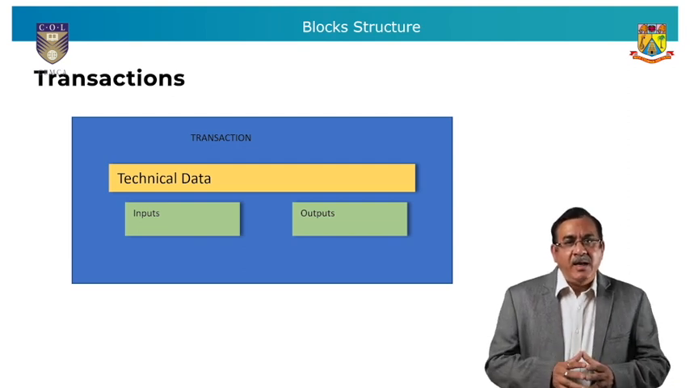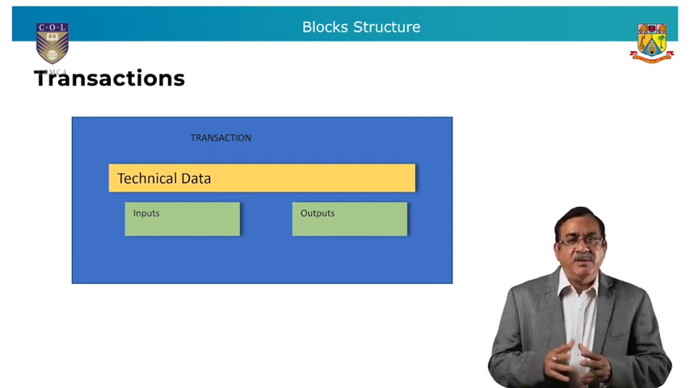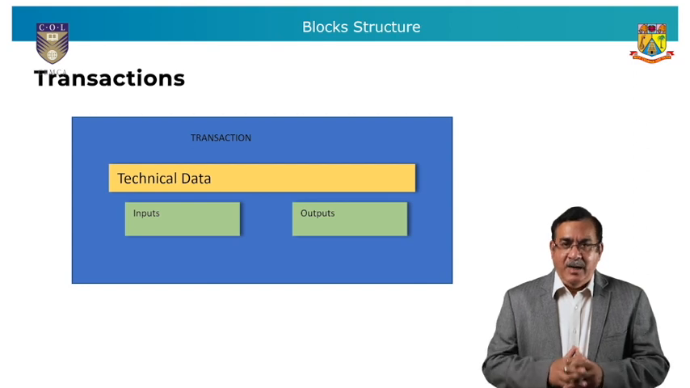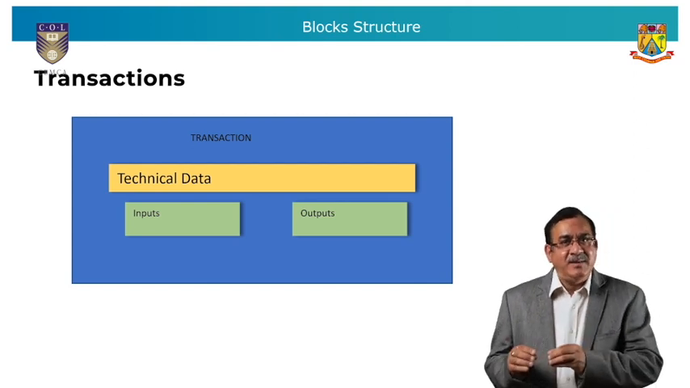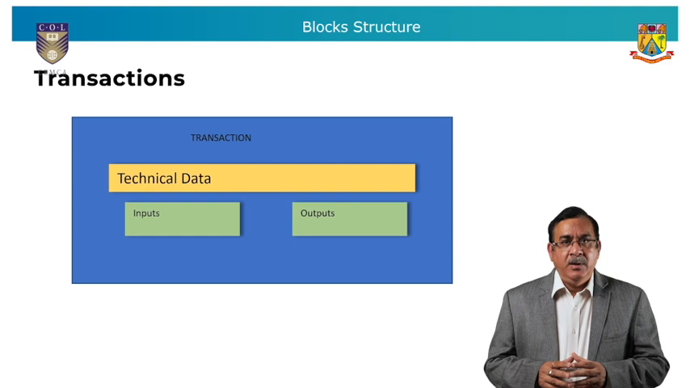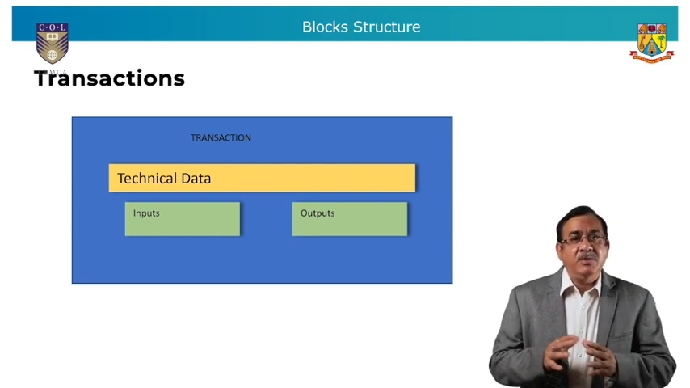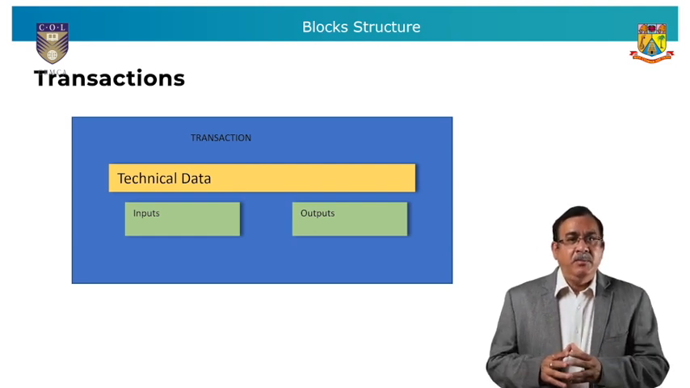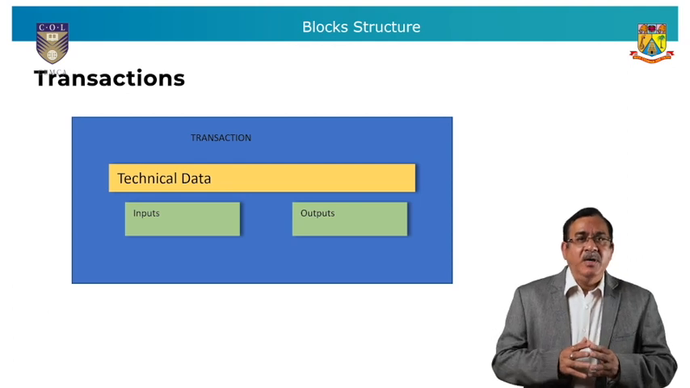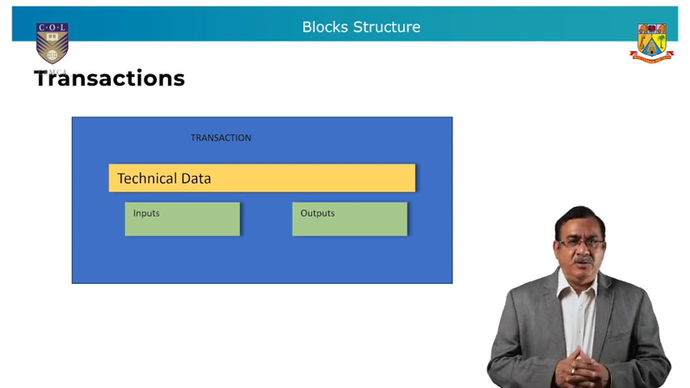Outputs contain the details of the destination to which the bitcoins are sent. I repeat what I said at the start of the block structures. We are discussing the block structure through an example of Bitcoin. But all blockchain blocks are more or less similar in the structure.